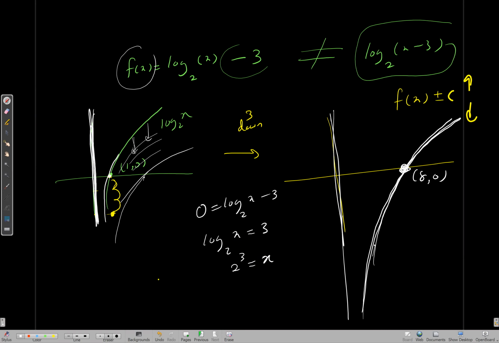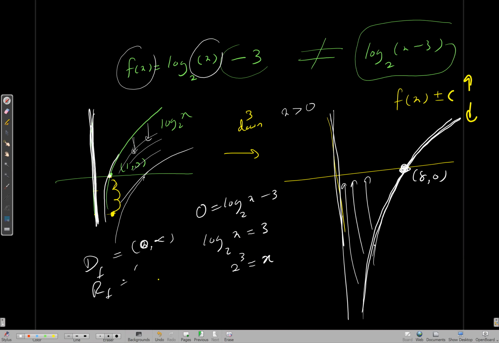And the domain, well, you just need to make this greater than or equal to 0. So it's simply as we expect. The domain of f is all positive reals, the range is all real numbers, and the vertical asymptote is x equals 0, or the y-axis. Okay guys, I think that's enough examples for this session. Thank you.